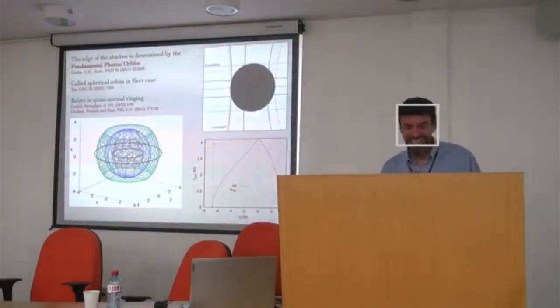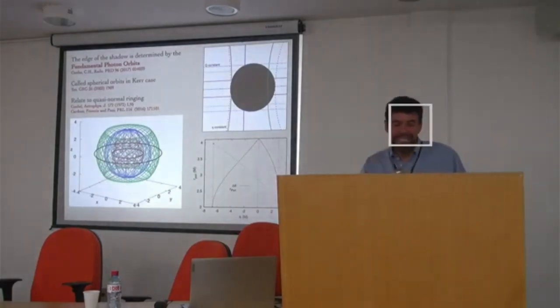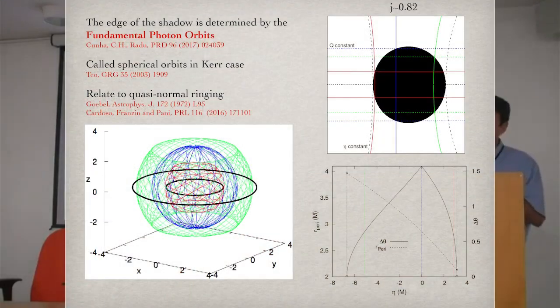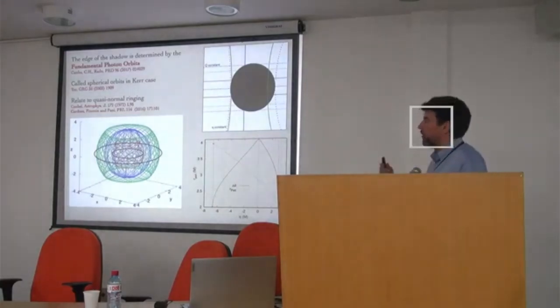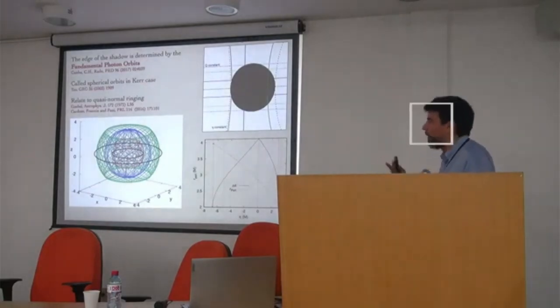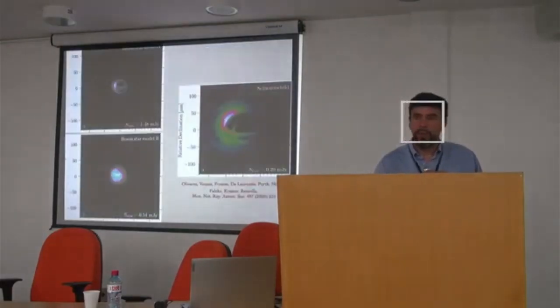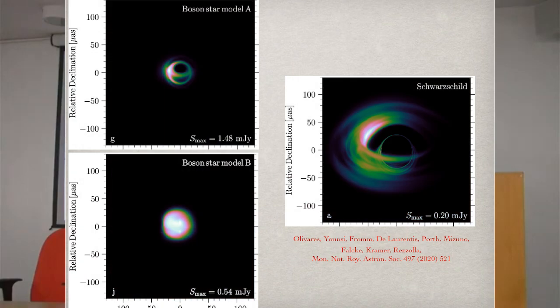So, very briefly then, because some of you have seen this, maybe. In the case of black holes, the edge of the shadow theoretically is associated to a set of special orbits, which in the Schwarzschild case are just the light rings, in the Kerr case are these spherical orbits, and in general it's something that has been called fundamental photon orbits. But you can get an effective shadow without such light rings as well.